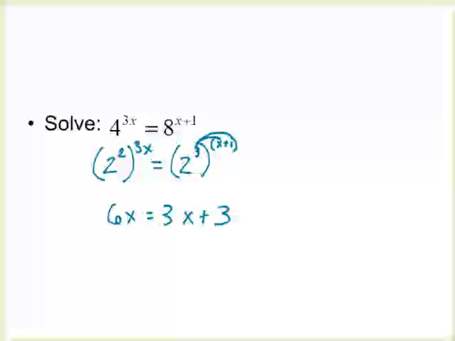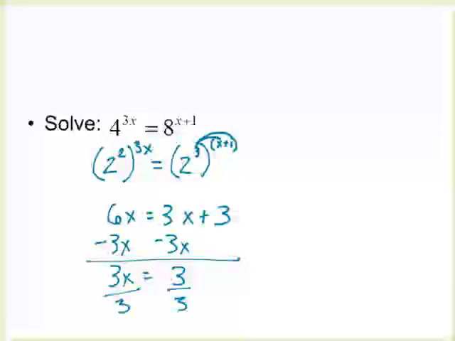Yep. And then what did I do to solve this equation? Minus 3x. Subtract 3x from both sides. And then divide by 3, and we get x is 1.